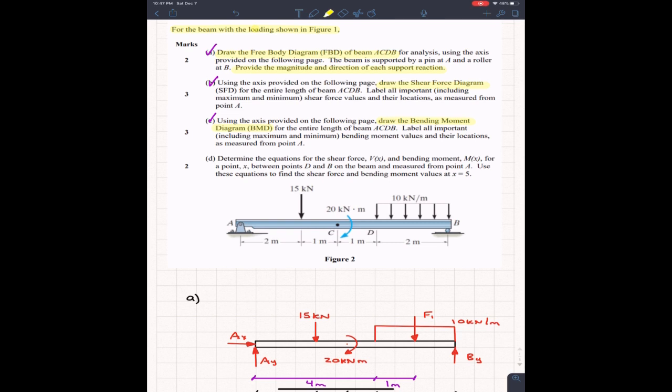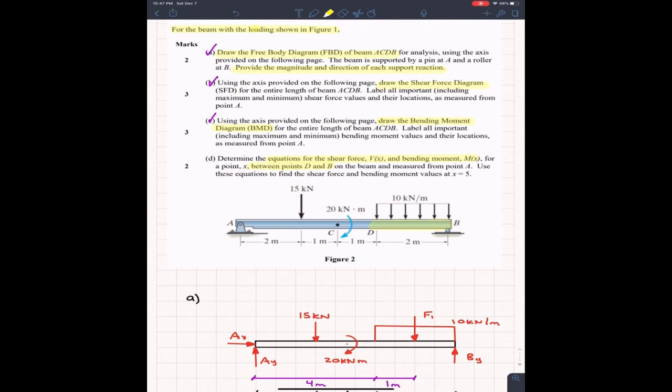It says, and this one will make a lot of people upset, determine the equations for the shear force and the bending moment for the beam. Well, that sounds really bad, because we know that there's going to be a lot of equations depending on which section you guys are looking at. But the question gets a little bit nicer, because it only wants the equations for between points D and B. So basically all we want is the equation that governs this right here, between D and B.